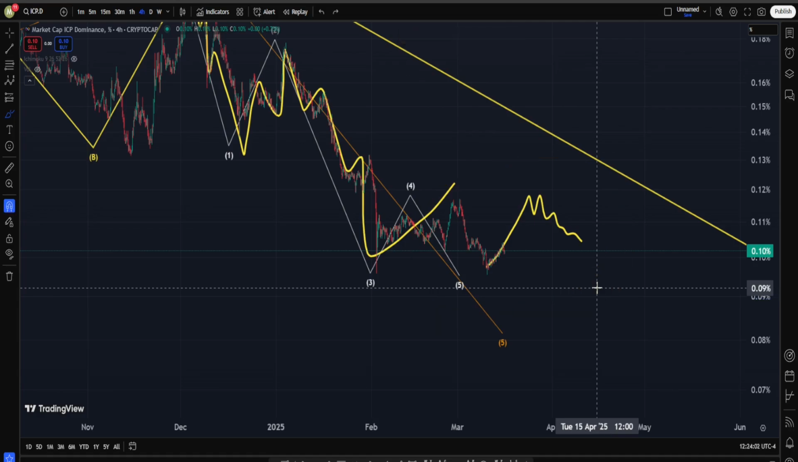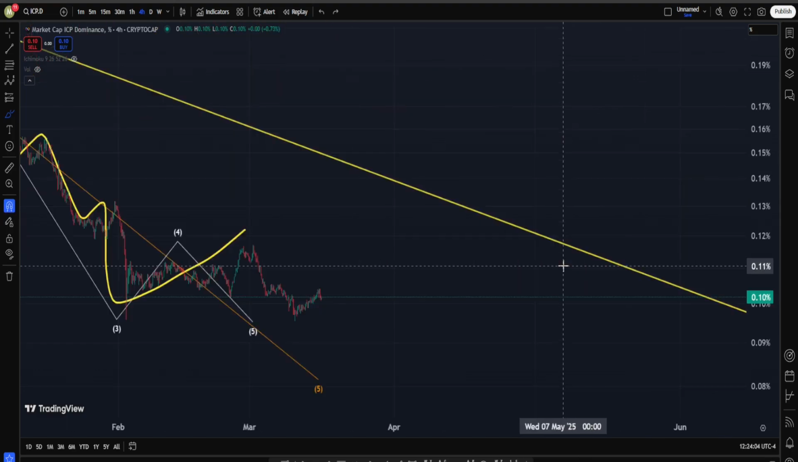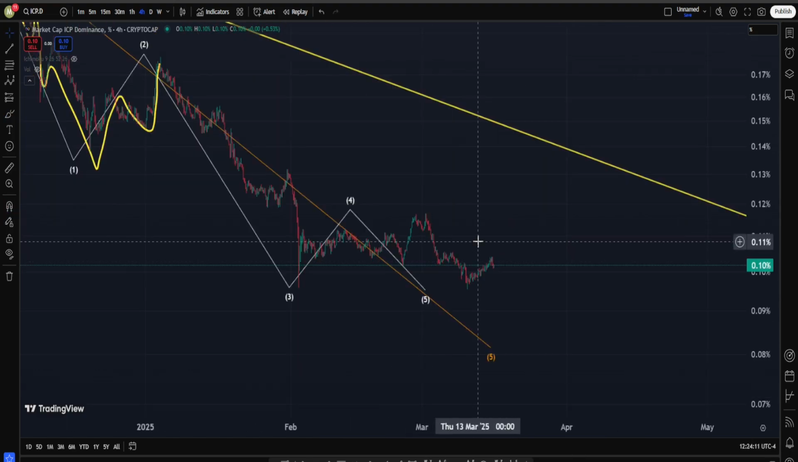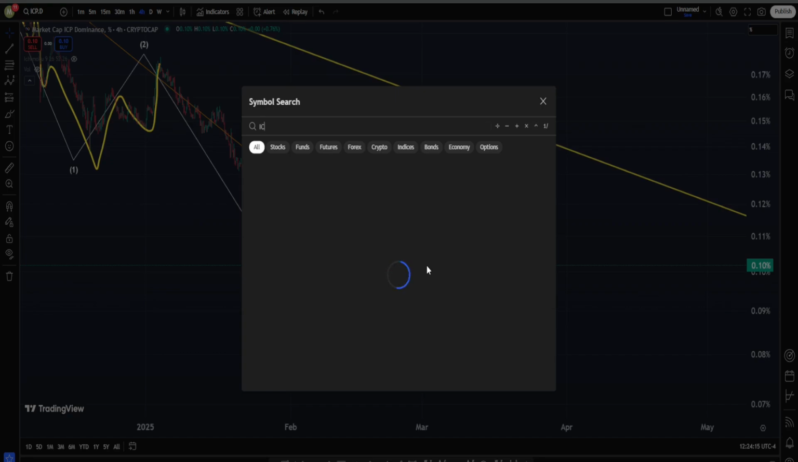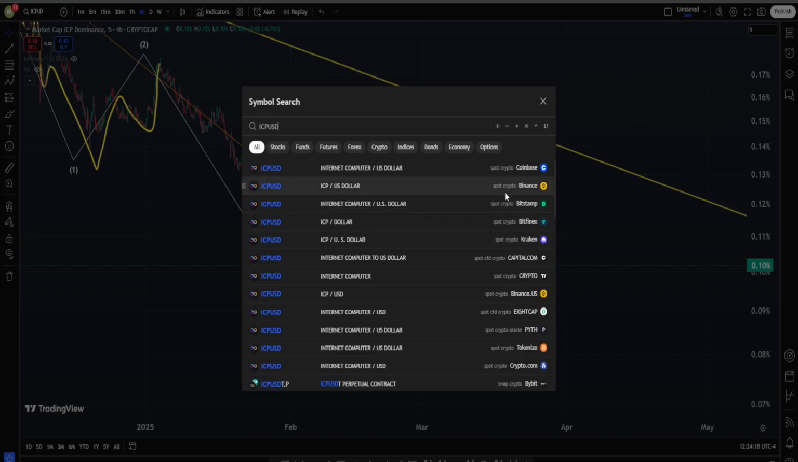So overall, we are seeing great signs in ICP, but for now, it's not enough. We need to see some more strong price action. And I hope I explained everything well and you understood what is going on in Internet Computer's charts.